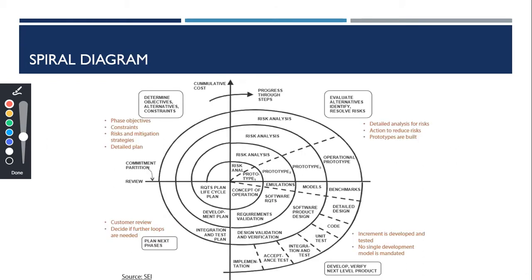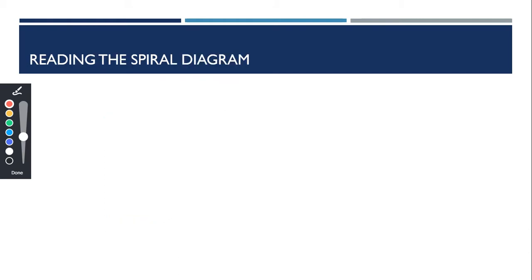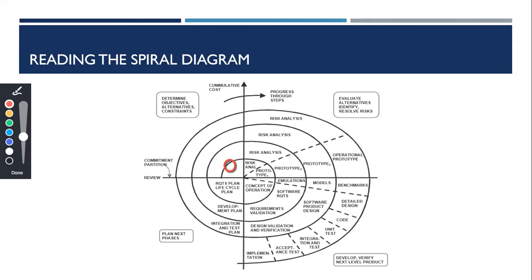Yun yung spiral. So, paano binabasa yung spiral diagram? So, isa-isain ulit natin para mas maging malinaw. Let's take some time to examine how to read the spiral diagram. We'll make the previous discussion around the four sections clearer, para mas maging malinaw yung four sections. Again, in the first loop, ayan yan.